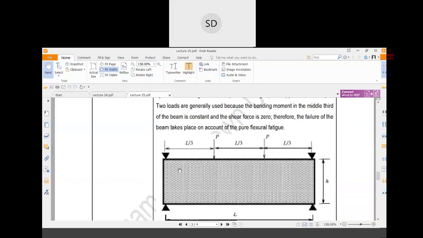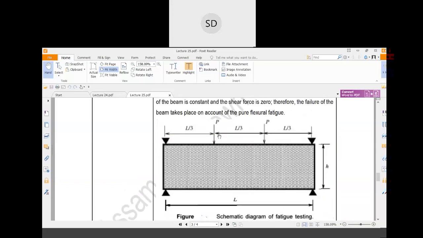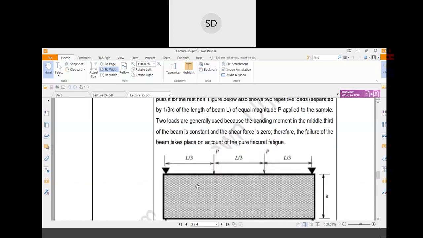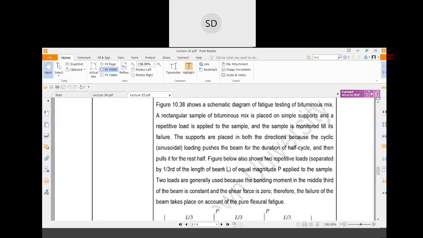So basically, that is the fatigue testing of a bituminous material, a schematic diagram of a fatigue test where loads are applied. This is the depth of that particular specimen, and L is the length of the specimen. Loads are applied at distances of L by 3 at these different positions. These are the reaction or support conditions of the material which you are testing.